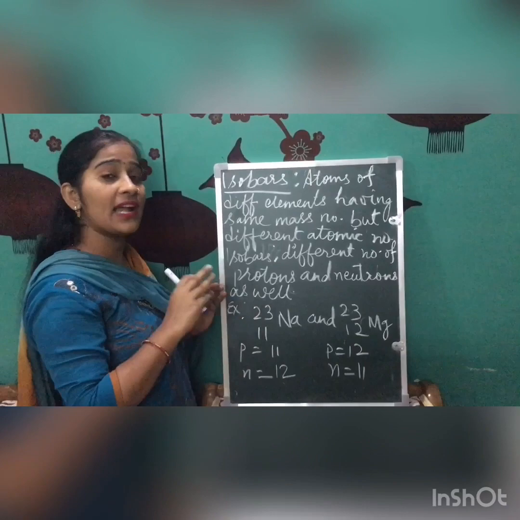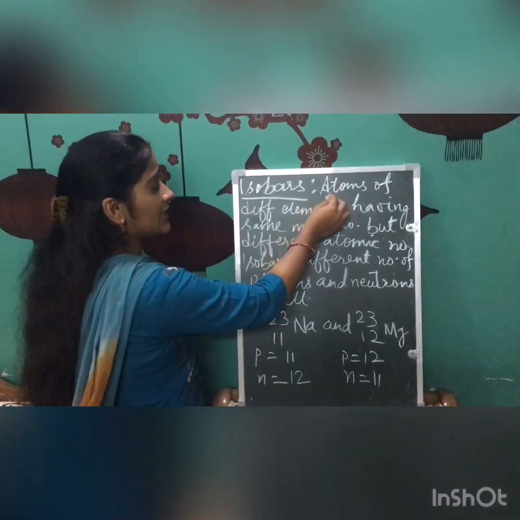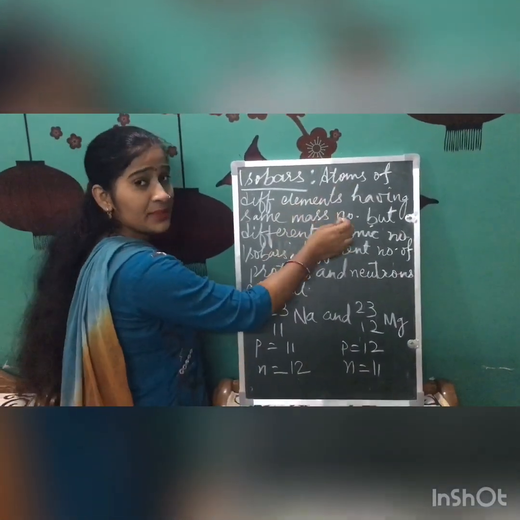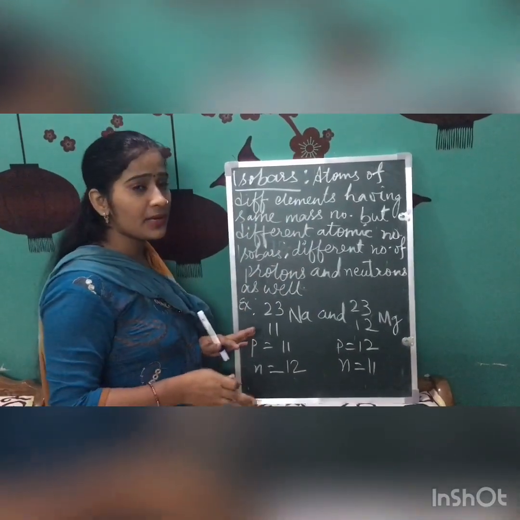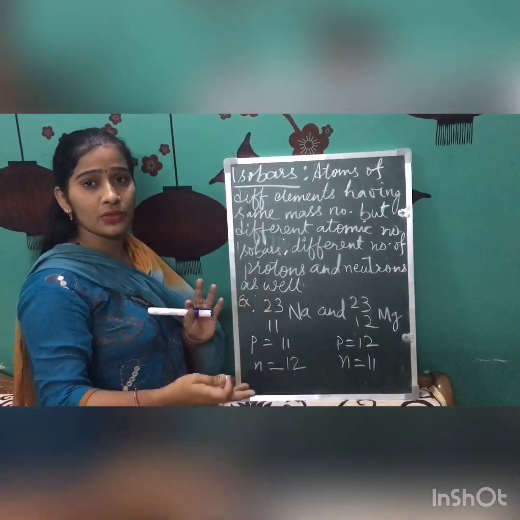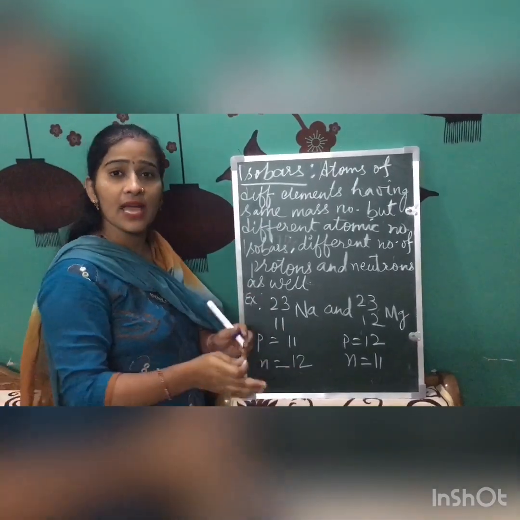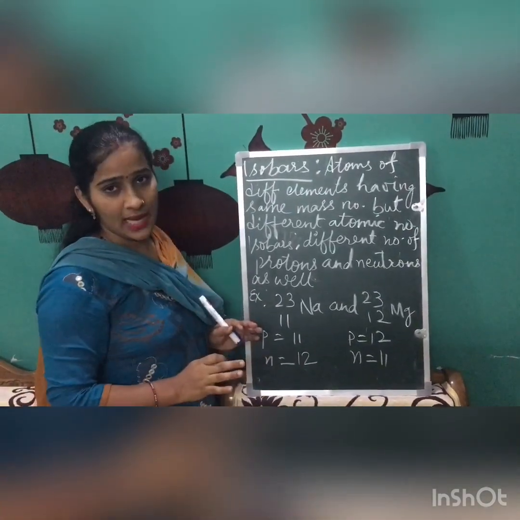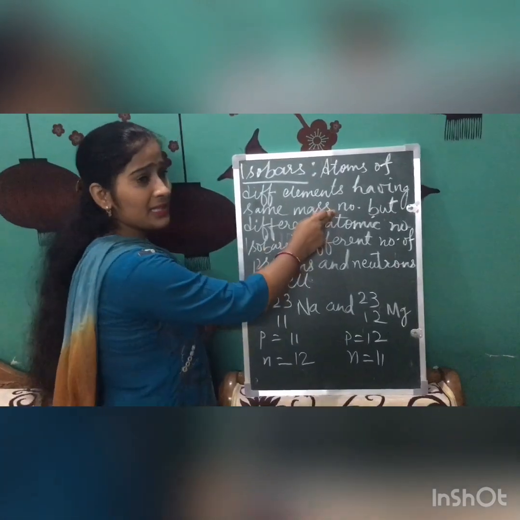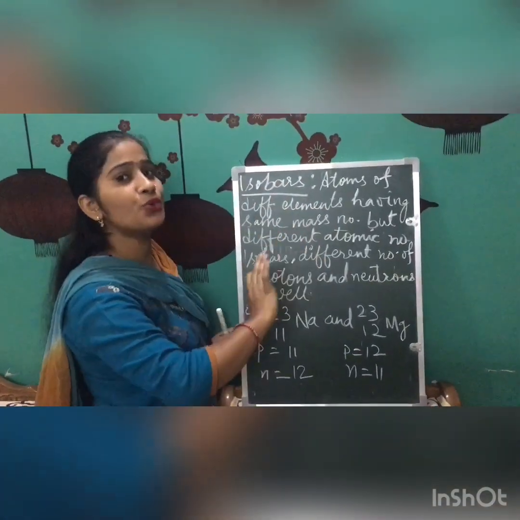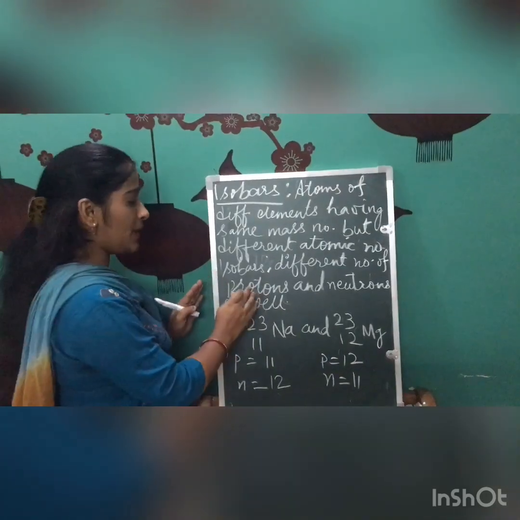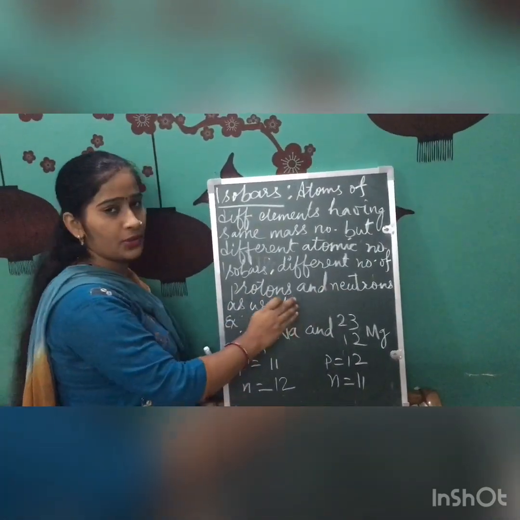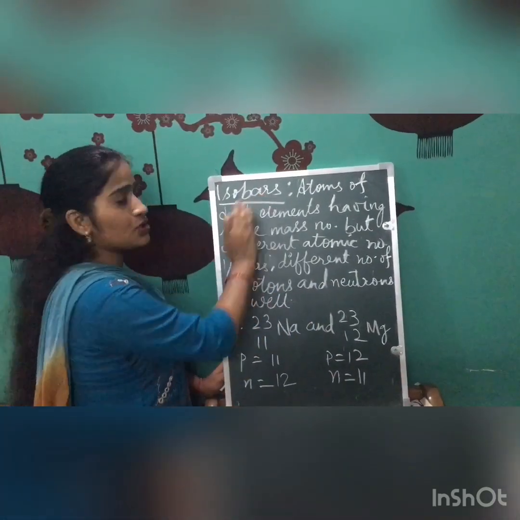In isotopes we have atoms of the same element, whereas here we have atoms of different elements having the same mass number but different atomic number. Different atomic number means different proton number, and so different electron number as well. Same mass number means the sum of protons and neutrons is the same, but the number of protons and neutrons are different in isobars.